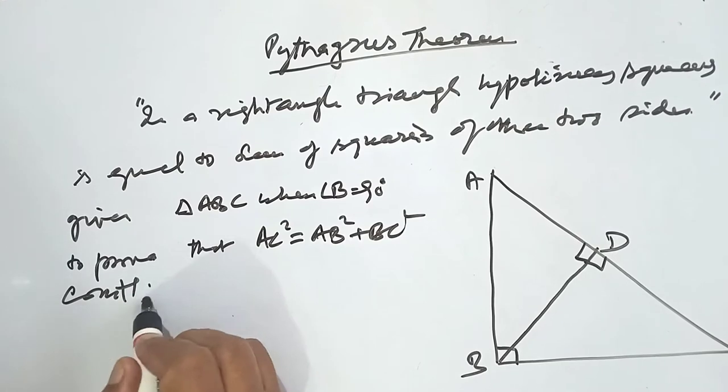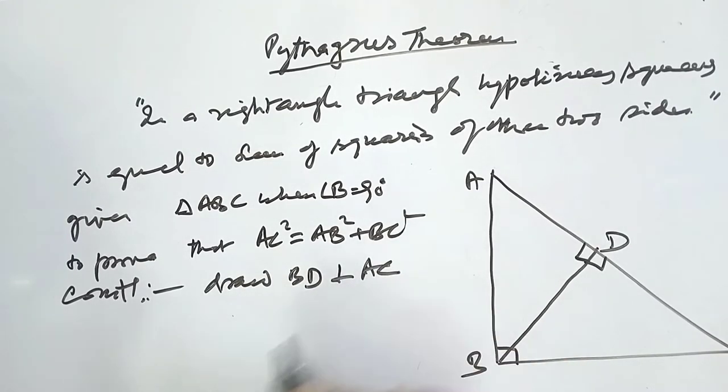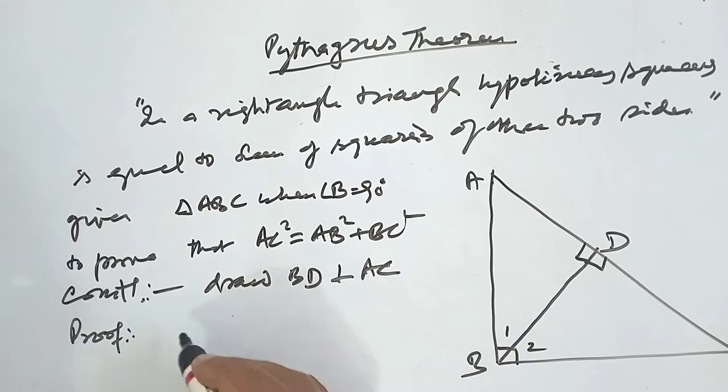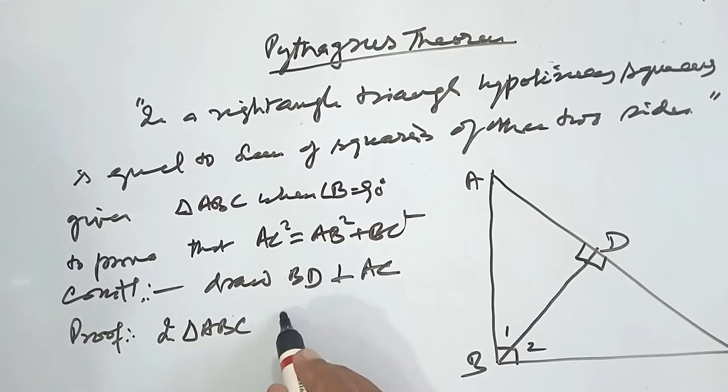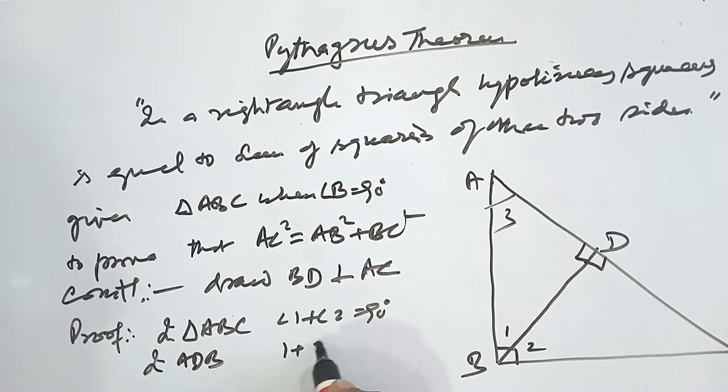Construction: draw BD perpendicular to AC. And now proof. As we know, in triangle ABC, angle 1 plus angle 2 is equal to 90 degrees. And similarly, in triangle ADB, angle 1 plus angle 3 is equal to 90 degrees. Subtracting, we get angle 2 minus angle 3 is equal to 0.